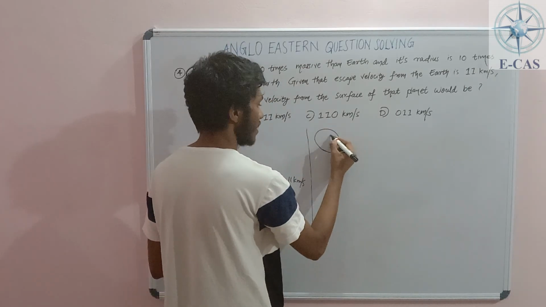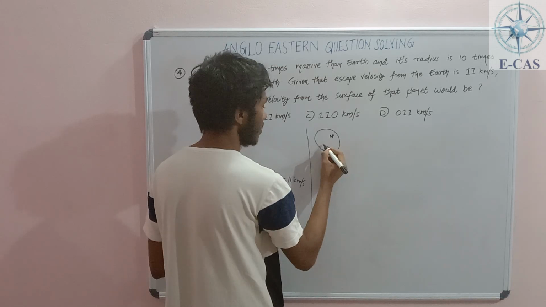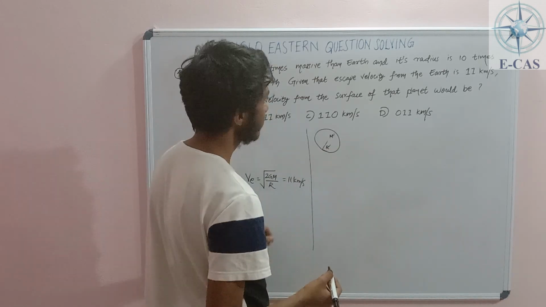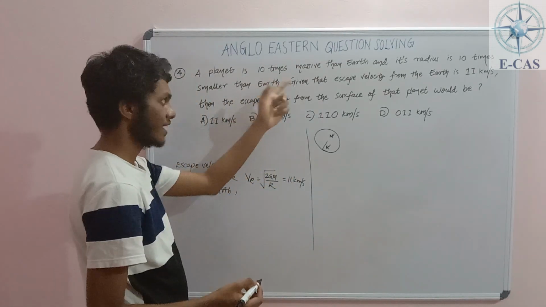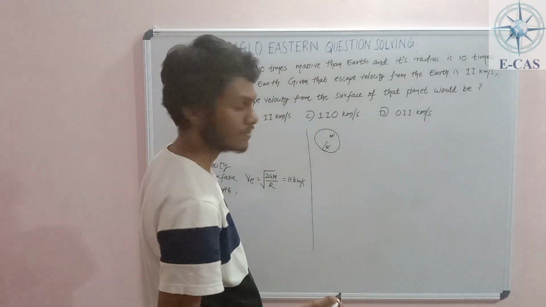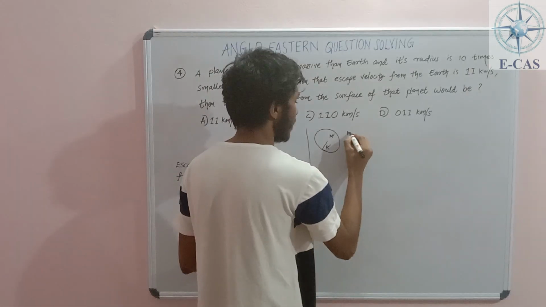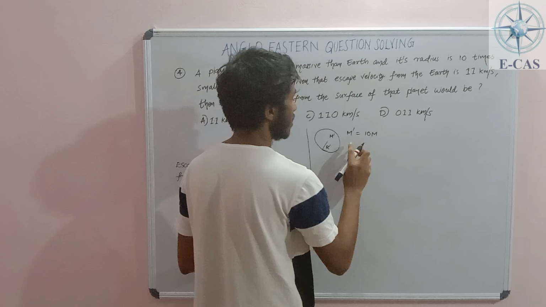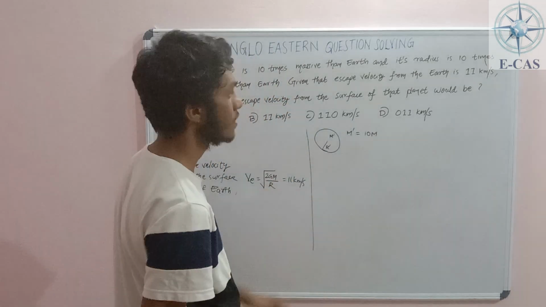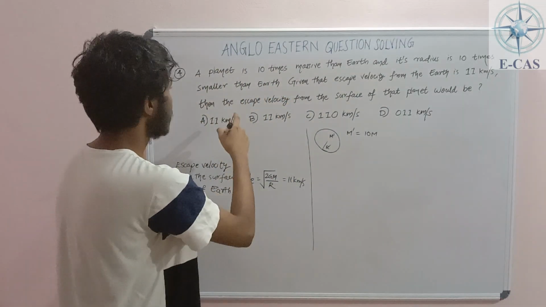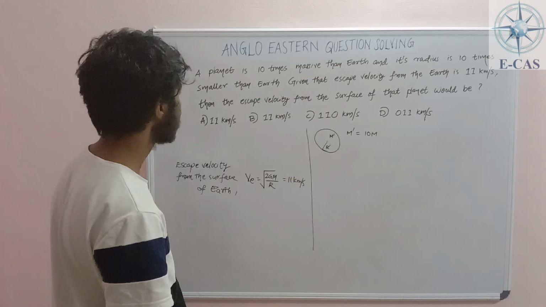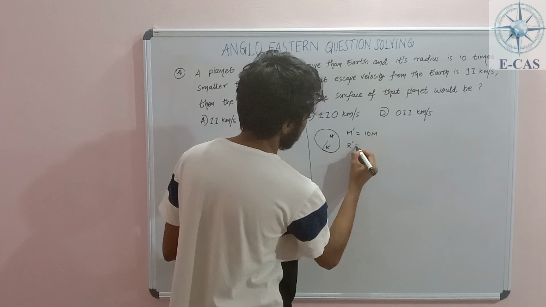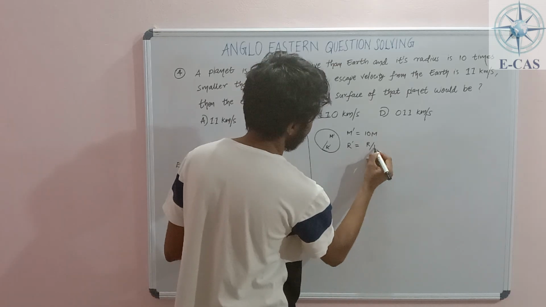Its mass is m dash and radius is r dash. It is given that it is 10 times more massive than Earth. So the value of m dash is equal to 10 times the mass of Earth, which is capital M. M dash equals 10 M, and the radius is 10 times smaller than Earth, so the value of r dash becomes R by 10.